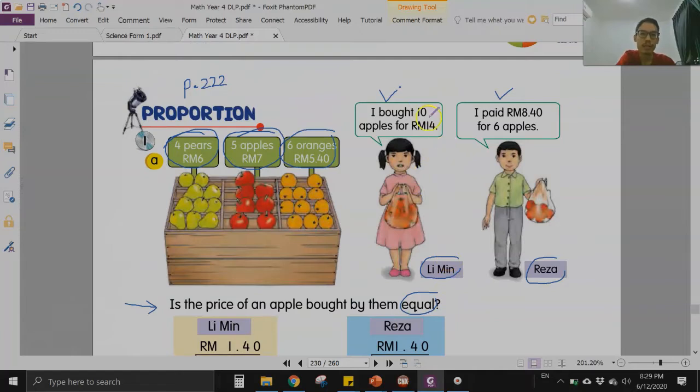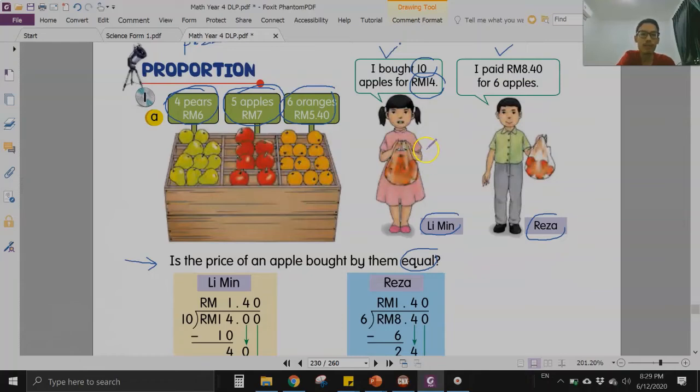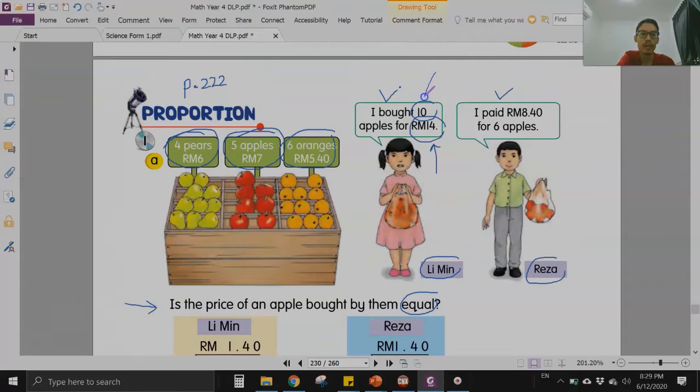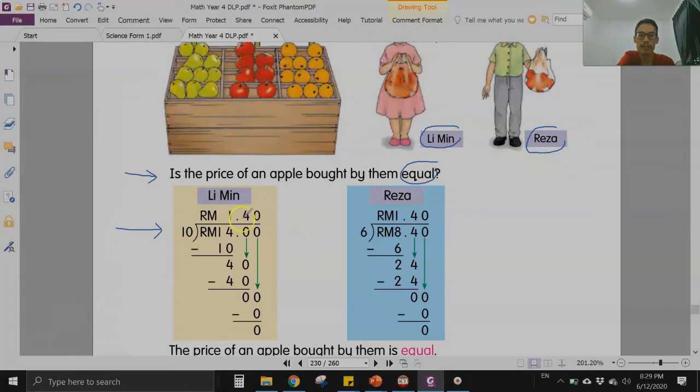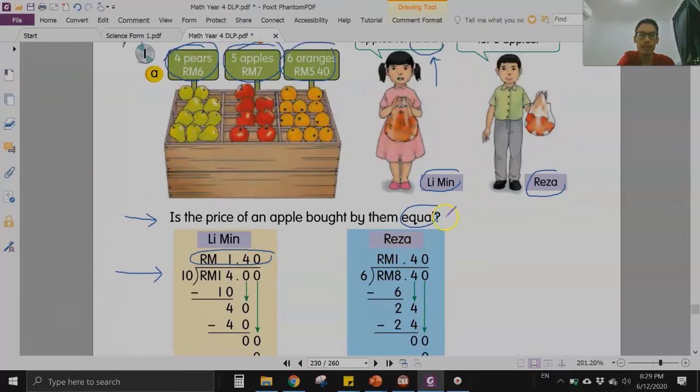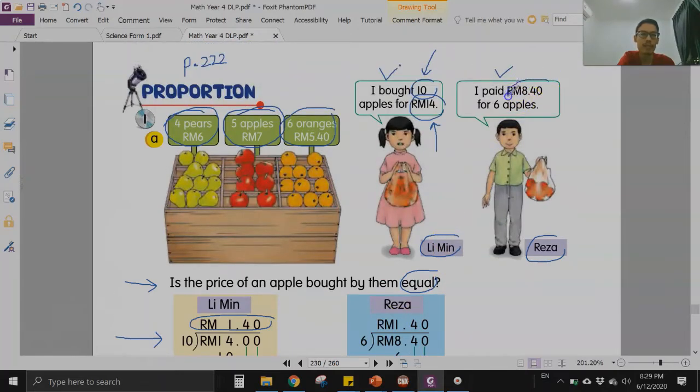So Li Min bought 10 apples for 14 ringgit. So to find the price of one apple, you take the price, 14 ringgit, divided by the number of apples. So look here, 14 ringgit divided by 10. You get 1 ringgit 40 cents. So the apple is 1 ringgit 40 cents for Li Min. Now for Reza, he paid 8 ringgit 40 cents for 6 apples.